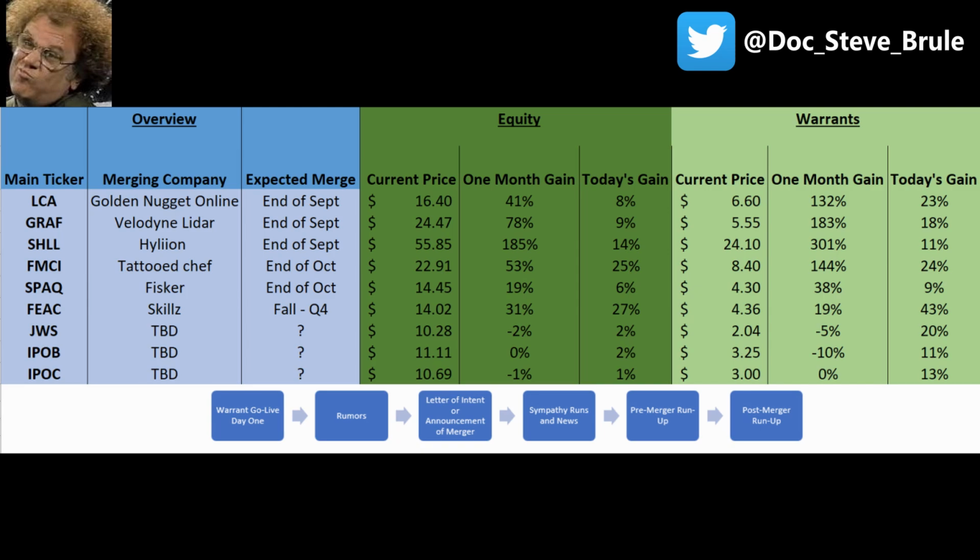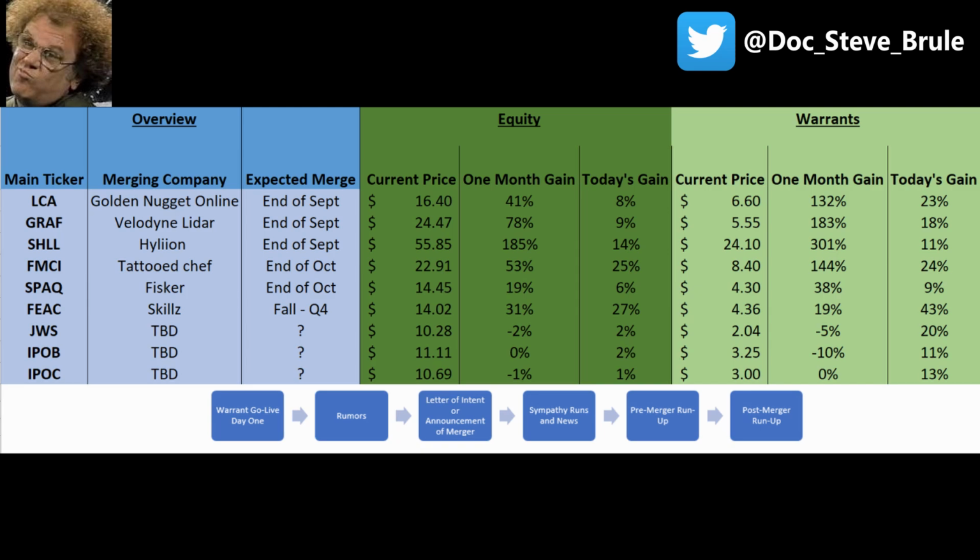If you look at some of the price action this past month on these SPACs, it's incredible. On the equity side, we're looking at gains of up to 185% on Shell. All of these, though, are 19 and above, the ones that we have merger targets on. So really above average returns here. Today was a great day. We saw 27% on FEAC as it announced its potential target that they're moving forward with on a merger.